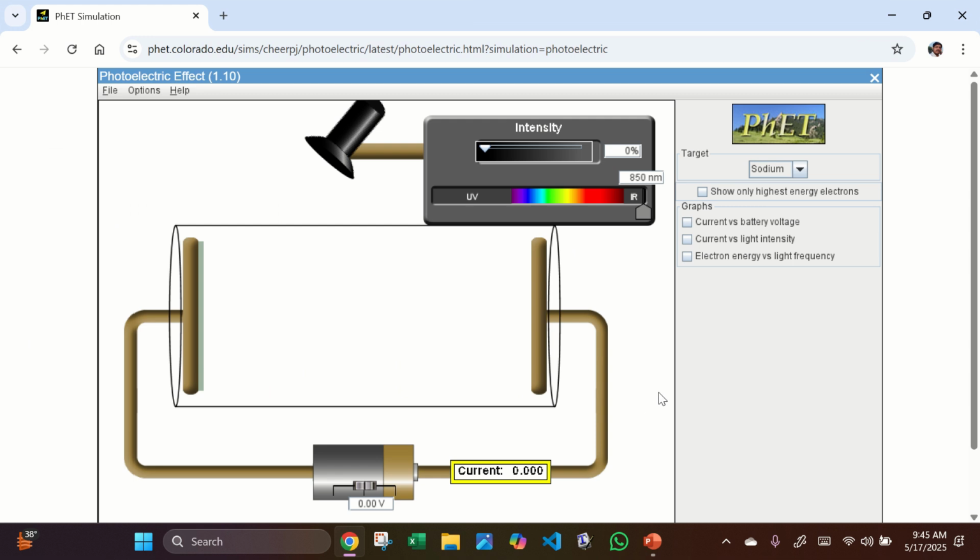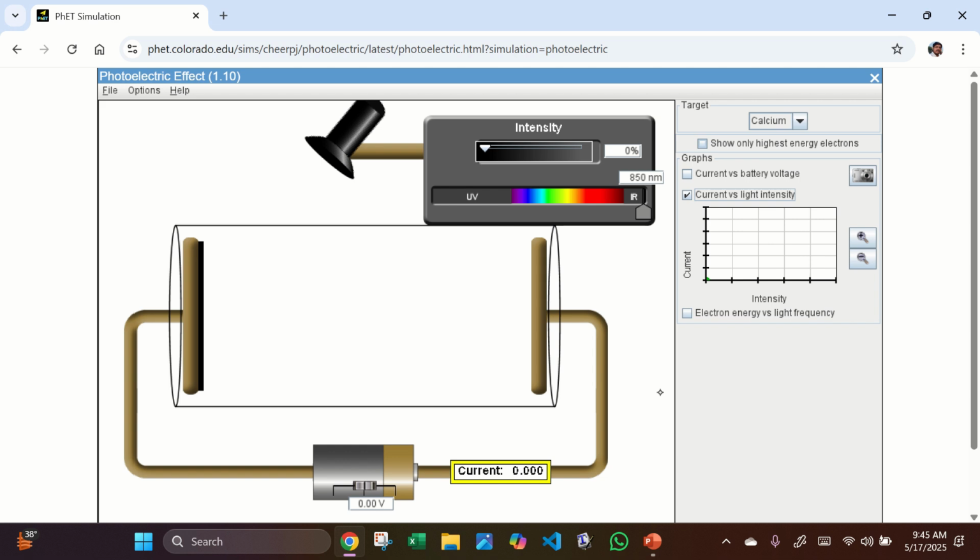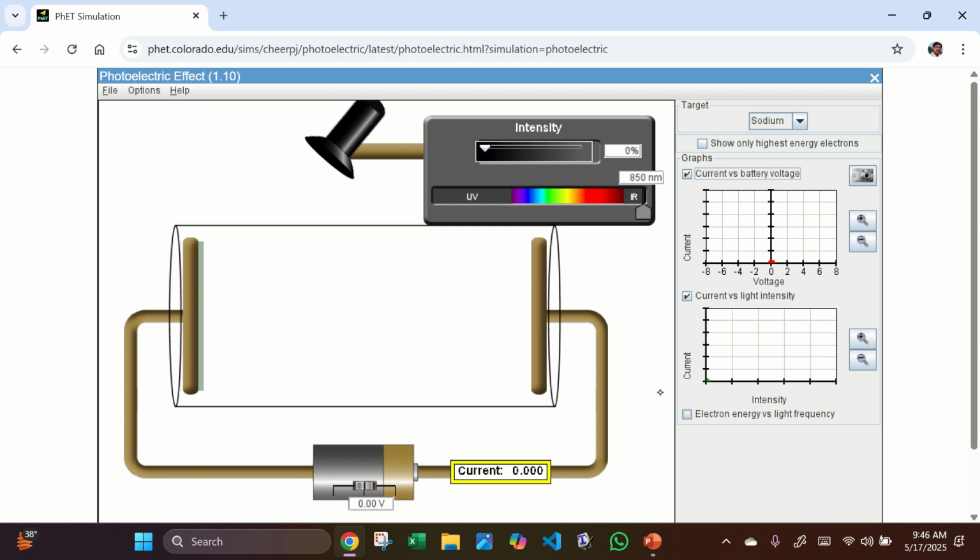This is the PhET simulation. Yes, let's play with it. This is the metal target. You can change the metal target from here. If it is zinc, then copper, observe here it's changing, then platinum, so different metal targets. At present we are keeping only sodium. We can also have some beautiful graphs here. If you want to understand more, we can also use the graphs.